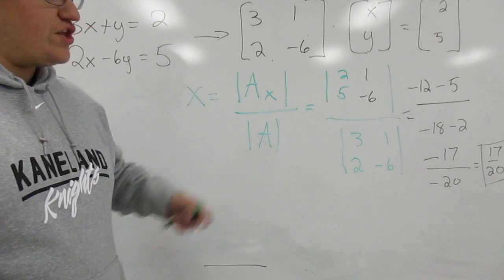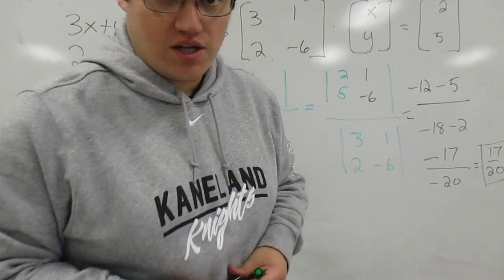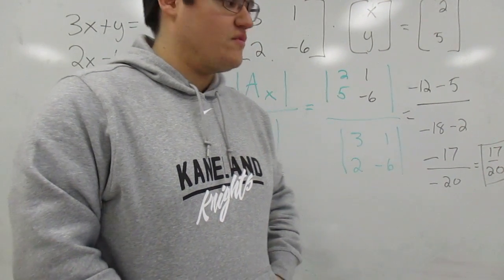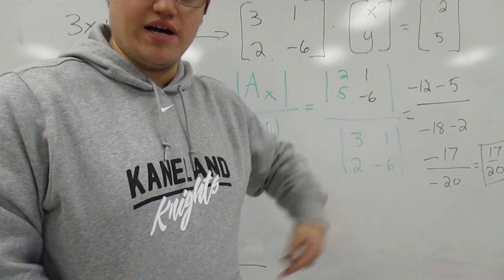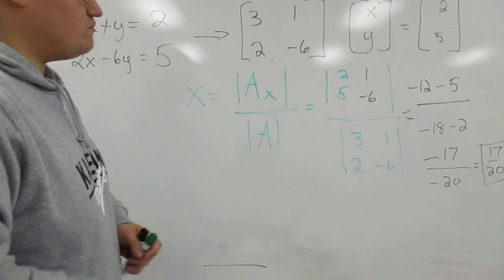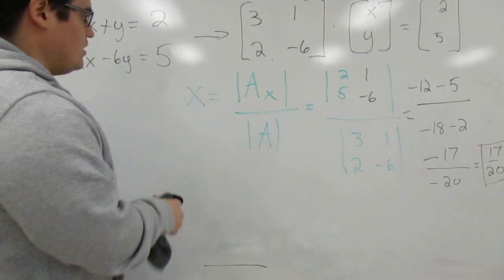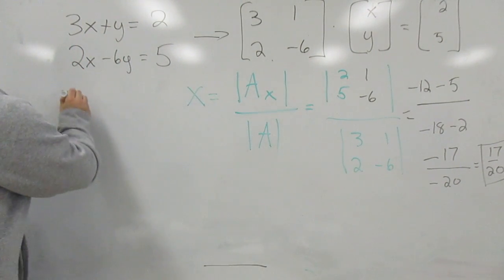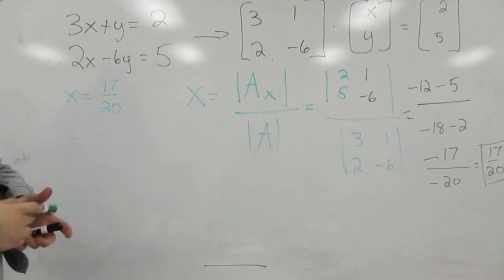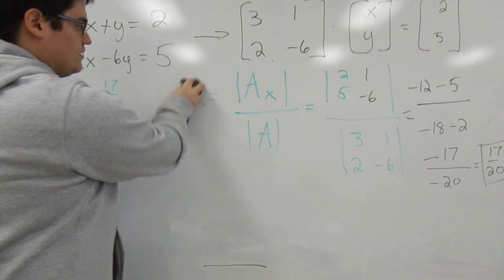Not too bad. If you think about it using Cramer's rule too, it's an ugly x value if you were to use like substitution or elimination or something like that. Now you'd have to go back and substitute that in to find y. But we'll just use Cramer's rule again. Okay? So we're going to follow the same idea. So we know x equals 17 over 20. Okay? Now we're just going to find y.